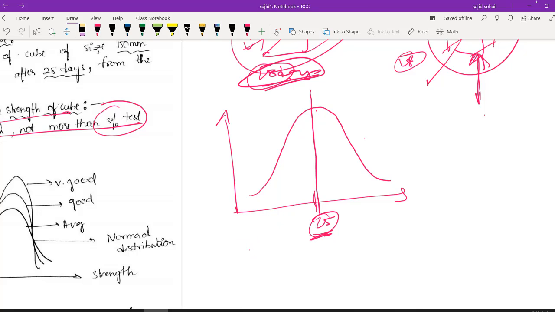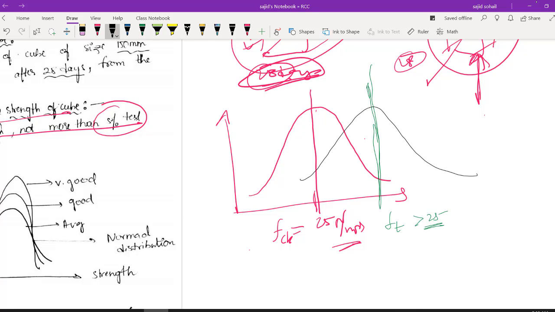So if you want your characteristic strength as 25 Newton per mm square, then you have to target a concrete. Keep in your brain: I will target a concrete such that it has some target strength of 28 or 29, something greater than 25. It could be 28, 26, 27. It doesn't matter. We will study that later on. But if I am targeting this, I will get a normal distribution curve something like this. Agreed?